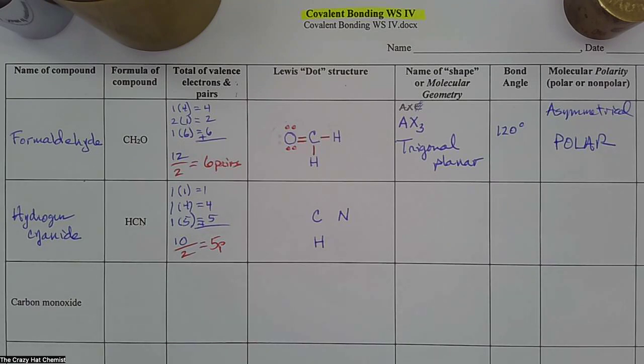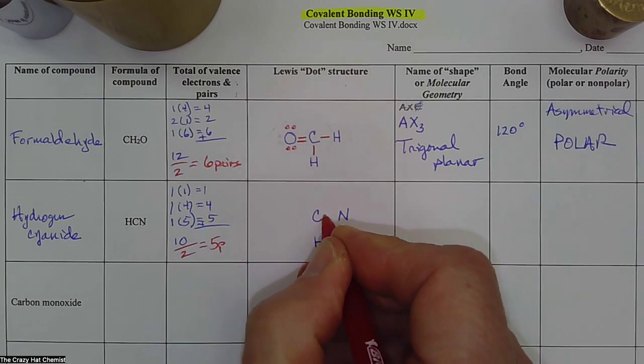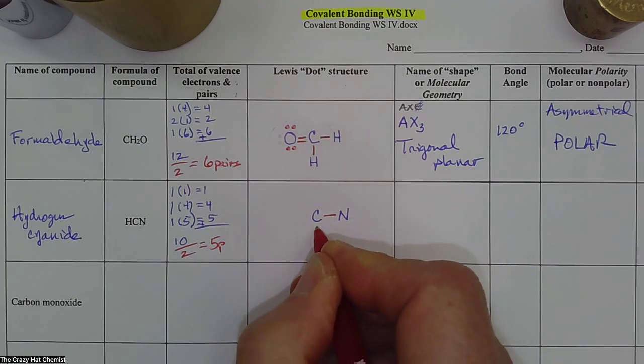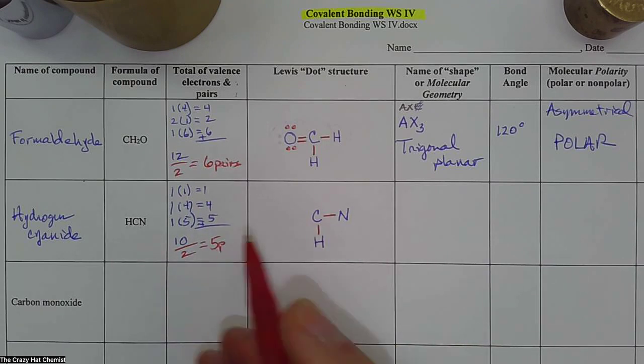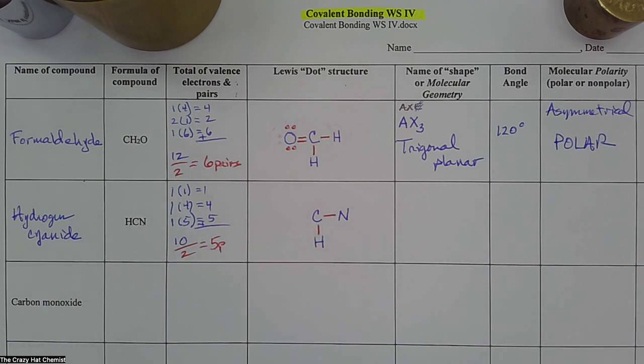So the first thing is bonding pairs of electrons between the central and the outside elements. So what I have done is I've used up 2 of my 5 pair. I have 3 more pair yet to do. So the next rule is to put lone pairs of electrons on the outside elements.